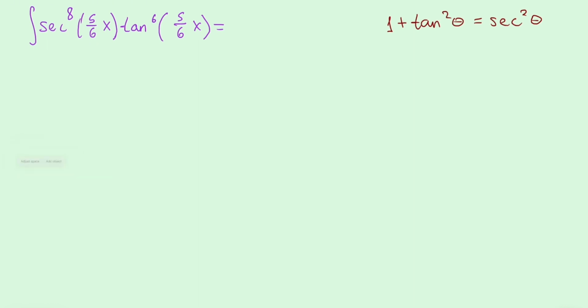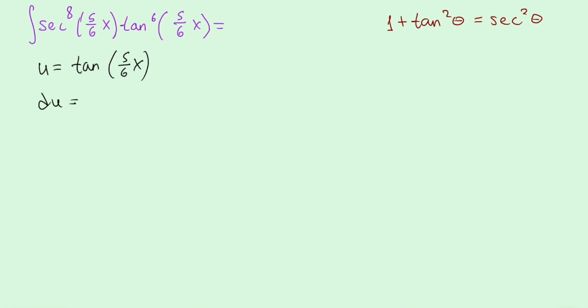So if we want to write this function in terms of secant, then we would have to substitute tangent. So u will have to be tangent of 5/6 x. In that case, du would be 5/6 secant squared x dx. And this looks like something useful because we could pull out a secant squared out of the equation and have that to be du.